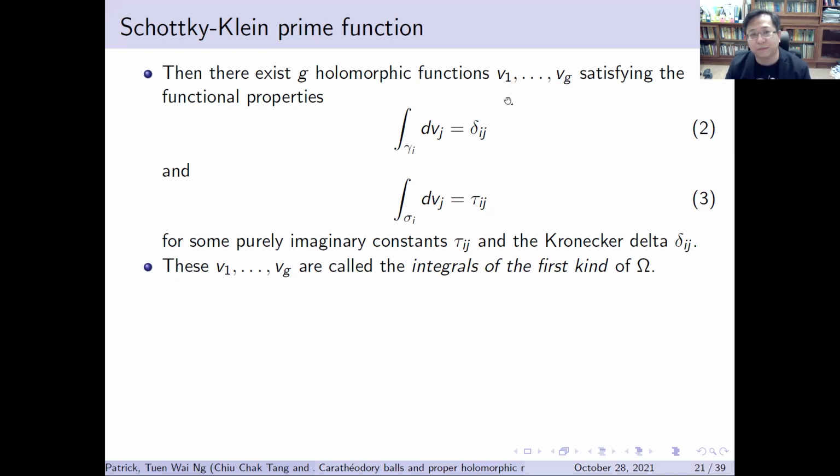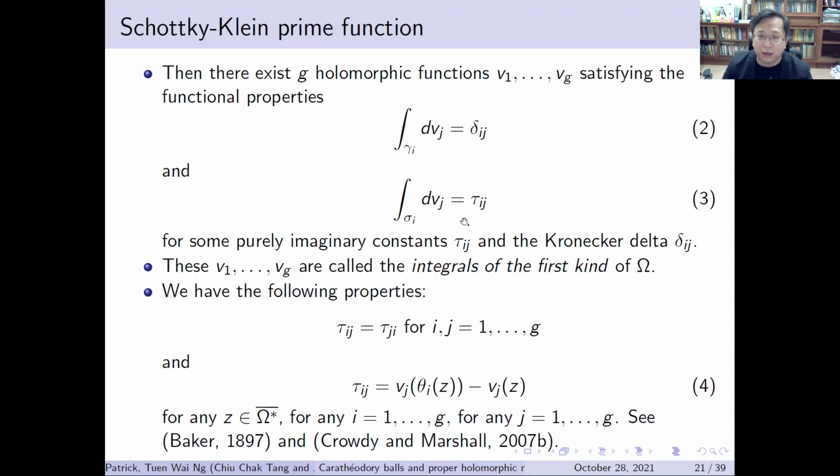Okay. And then from some result in the theory of Riemann surfaces, you can find a holomorphic function Vi such that these two conditions are satisfied. So here this is just the usual delta Ij, and when you integrate this dVj over this sigma I, you get some numbers. These numbers will eventually be purely imaginary constants. And all these holomorphic maps will be called integrals of the first kind for the domain omega.